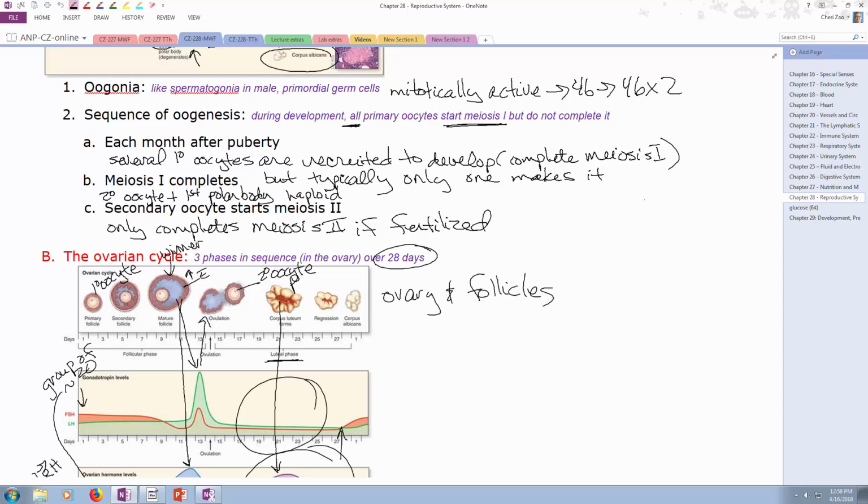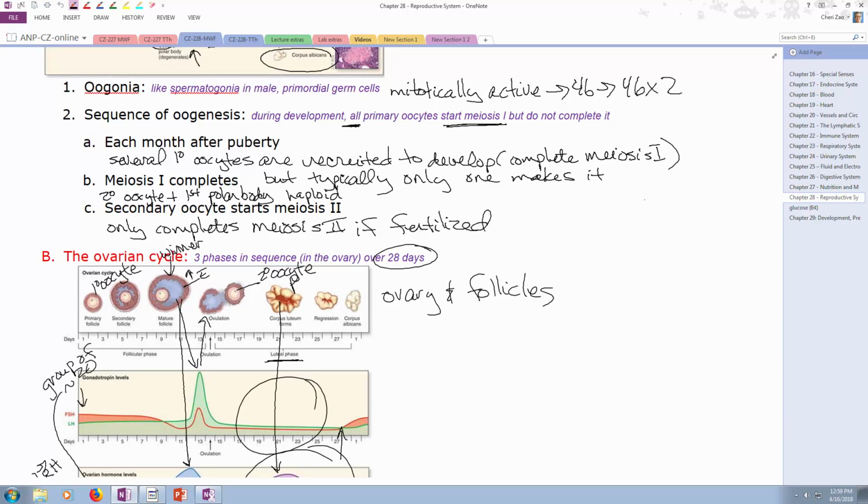Remember, oogonia are the female's version of germ cells of the gonad. When you hear oogonia or spermatogonia, I want you to realize that these cells have 2 sets of chromosomes and are the cell line that undergoes mitosis. Mitosis means from one mother cell you'll get 2 daughter cells which will resemble exactly the mother cell. So our oogonia of the female ovary during embryology and fetal period will be very mitotically active, creating more and more diploid cells, which means 2 sets of chromosomes.